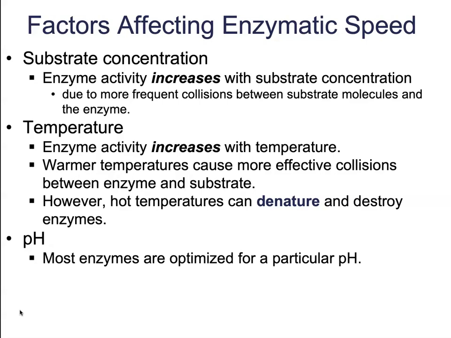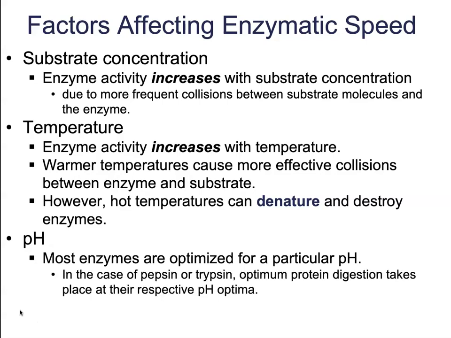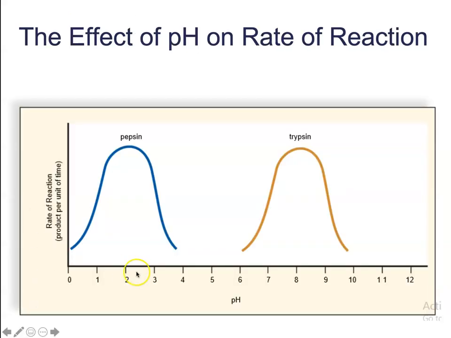pH. Most enzymes are optimized for a particular pH. So in the case of pepsin or trypsin, optimum protein digestion takes place at their respective pH optima. In other words, one of these enzymes is going to be used for digesting proteins inside of your stomach. For that, it's going to require an incredibly low pH. That would be our pepsin. Pepsin works best at a very low pH, very acidic environment.